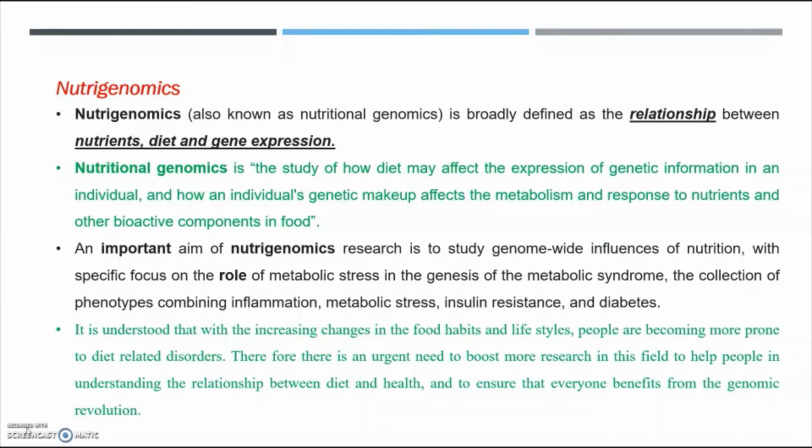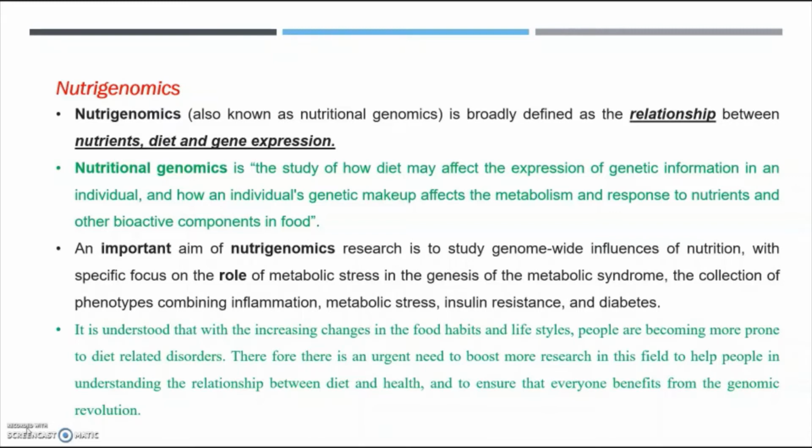An important aim of this nutrigenomic research is to study the genome-wide influence of nutrition with a specific focus on the role of metabolic stress in the genesis of the metabolic syndrome. The collection of phenotypes combining inflammation, metabolic stress, insulin resistance, and diabetes. So it is understood that with the increasing changes in food habits and lifestyles, people are becoming more prone to diet-related disorders. Therefore, there is an urgent need to boost more research in this field to help people in understanding the relationship between diet and health and to ensure that everyone benefits from the genomic revolution.